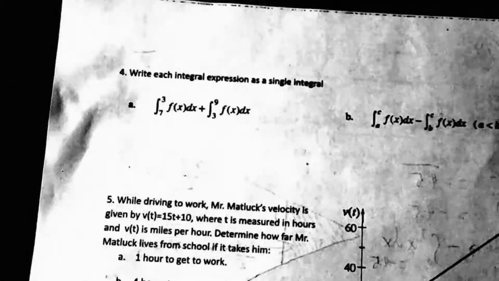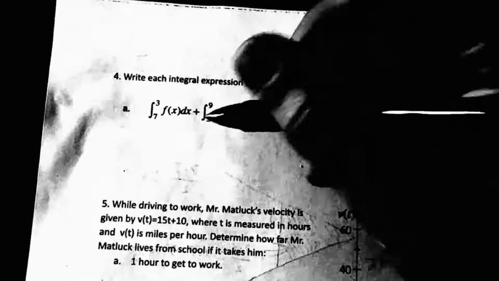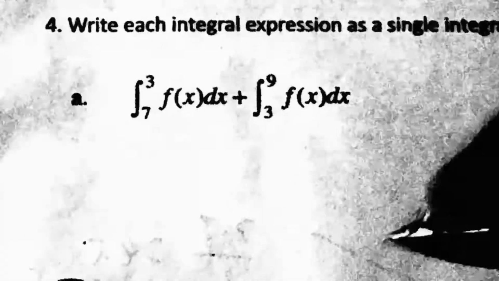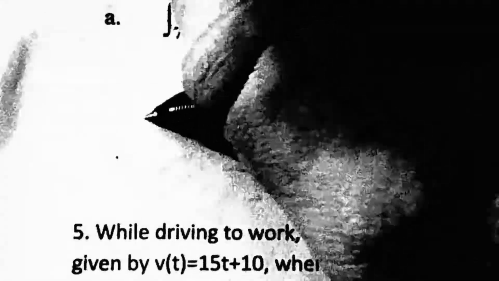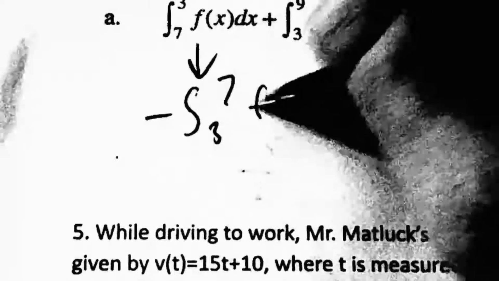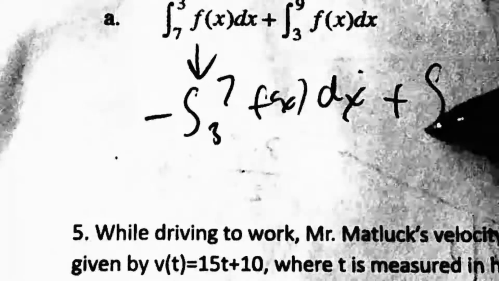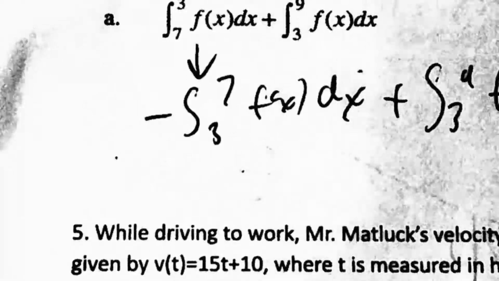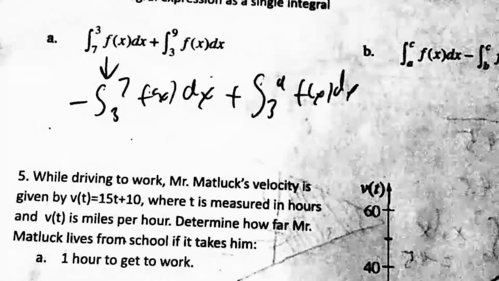Okay, continuing on, backside. Write each integral as a single integral. We have 7 to 3 plus here. So a good habit to get into is, when you see integrals in the wrong order, it should always be low to high. So we don't want to convert that. So this is the same as negative integral 3 to 7 of f of x dx plus integral 3 to 9 of f of x dx. So all I did here was convert.